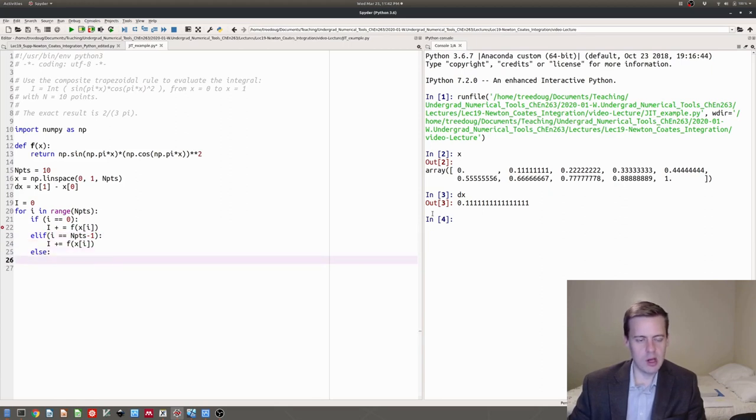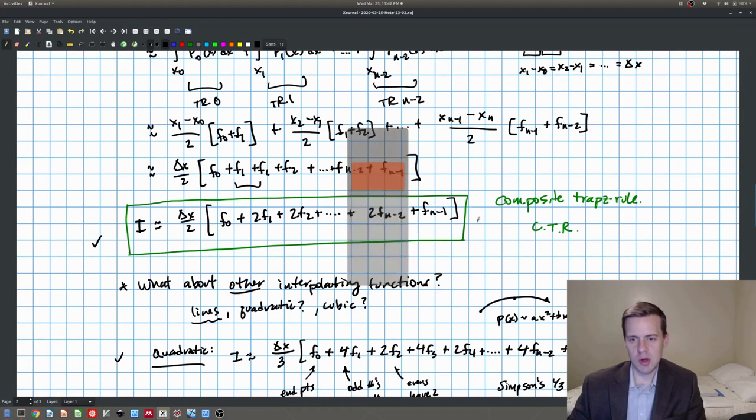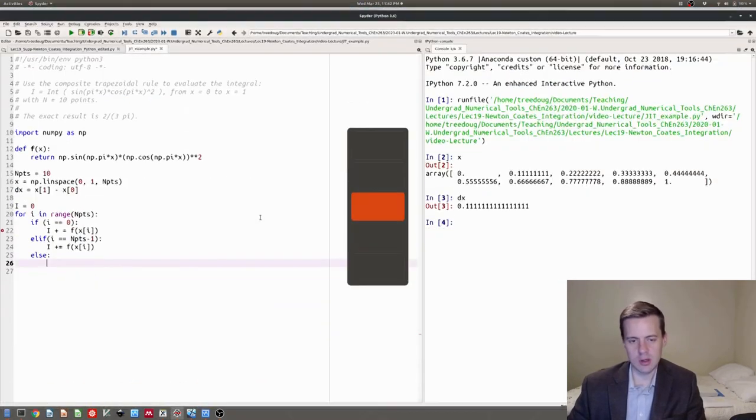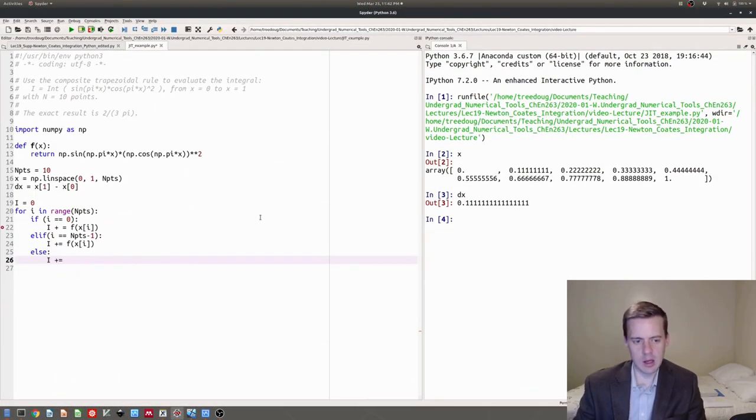If I'm not at those two endpoints, my formula says I need a 2 in front. So I need to add up 2 times f of x at i. Okay? So I'm going to add... Oh, I need to put the plus equals together there. So I'm going to add up f of x on the two endpoints, and I'm going to add up f of x times 2 in the middle.